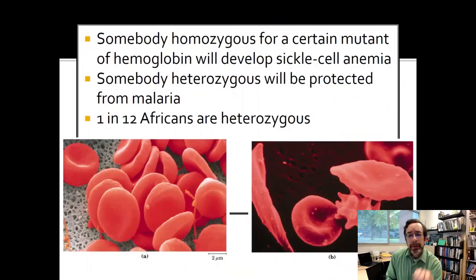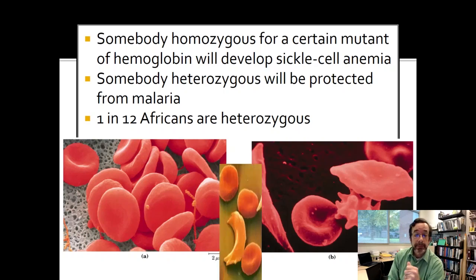So the way the disease works, it turns out that you can actually be heterozygous for the disease and never develop sickle cell anemia. You can have a particular gene, and only if you have 2 copies of that gene will you develop sickle cell. Somebody heterozygous will actually be protected from malaria, and that's why sickle cell has survived and been passed on in regions where malaria is endemic. 1 in 12 Africans, as an example, are heterozygous.